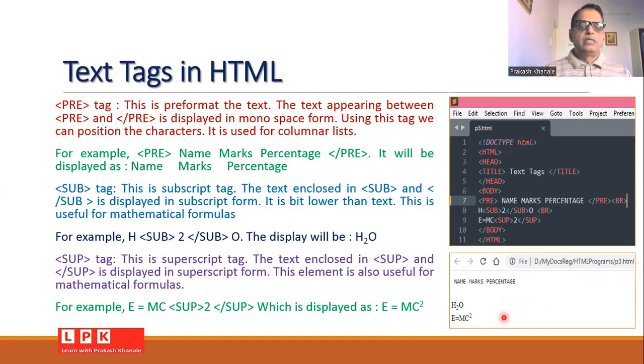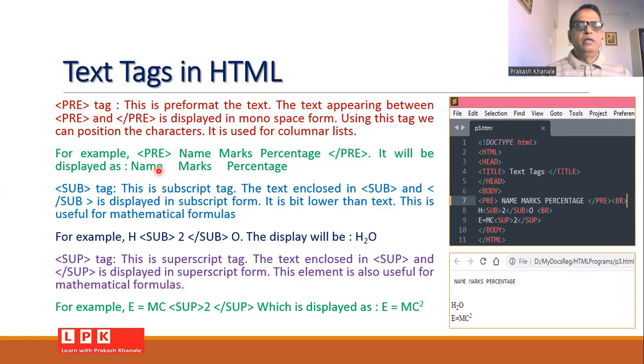There are some other text tags such as the pre tag. This is a pre-format tag. Whenever you want to pre-format the text, whatever you enclose within the pre tag will appear in monospace form. For example, if you want to prepare some column list, or give some format to the text so that it appears as if in a table form, then you can make use of this pre-format tag.